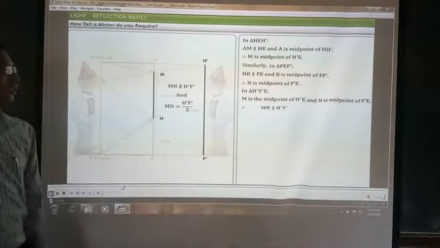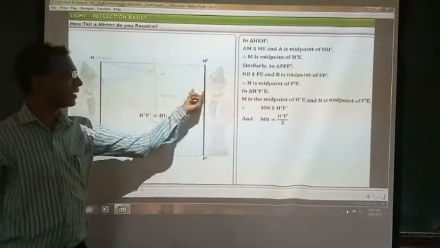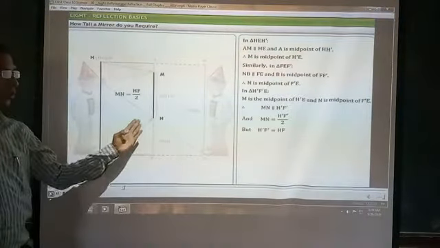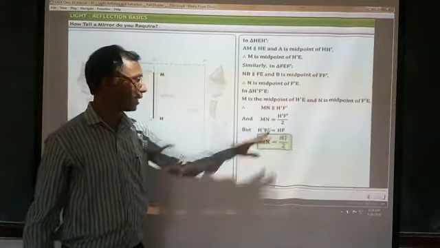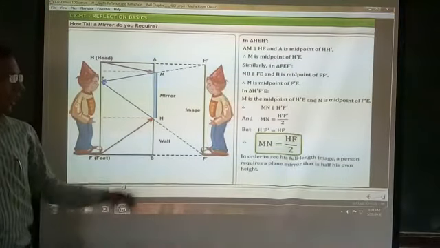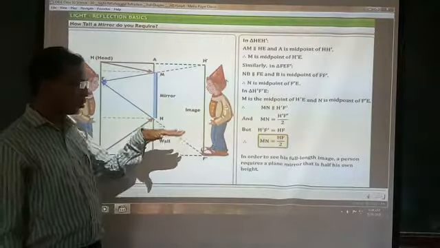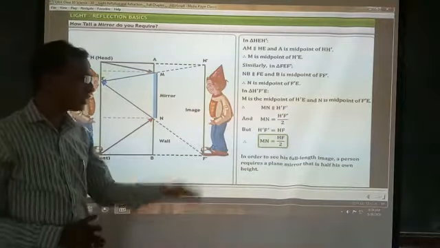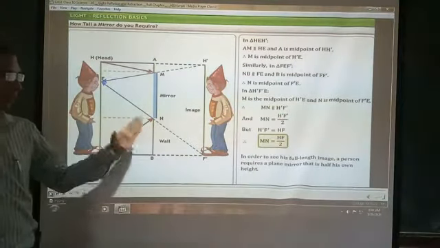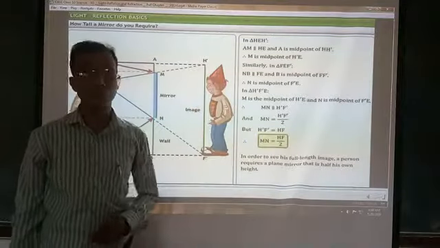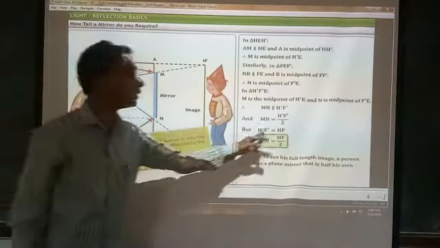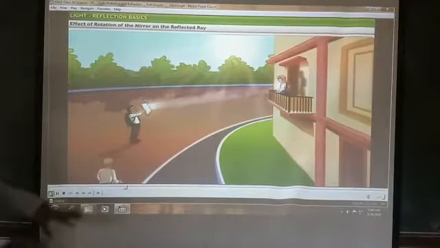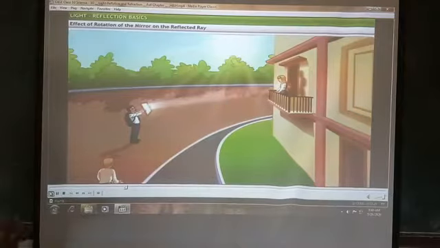So from this relation we obtain that MN is parallel to H'F', and MN is equal to H'F' divided by 2. So since H'F' is equal to HF, MN is equal to HF divided by 2. So the image height is decreased to half of its length. In order to see the full-length image, a person requires a plane mirror that is half his own height, which we have proved mathematically. This is the length of the mirror required to view the complete image in the mirror.